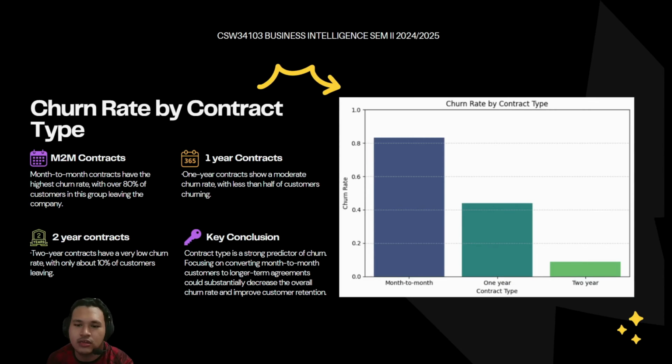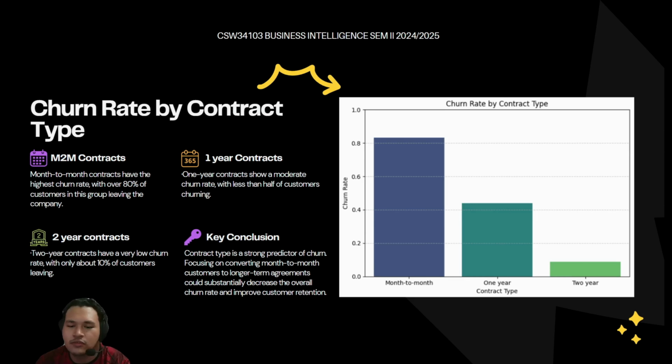Okay, let's take a look at the churn rate based on different contract types from the telco customer dataset. As shown in the bar chart, customers on month-to-month contracts have the highest churn rate. Over 80% of these customers leave the company. 1-year contract customers show a moderate churn rate with less than half churning. 2-year contracts have the lowest churn rate with only about 10% of customers leaving.